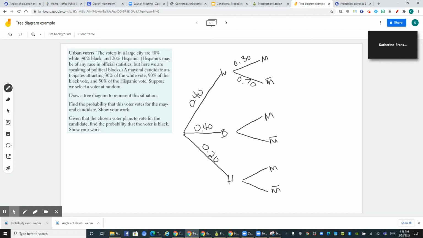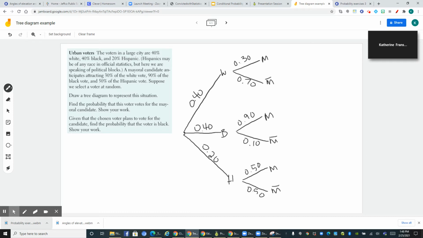They anticipate that 90% of the black population will vote for this mayor. That means they think 10% will not. And they anticipate 50% of the Hispanic vote, meaning 50% will not. All right, so the branches coming out from any given node all add up to 1, and then all of our leaves will end up adding up to 1.